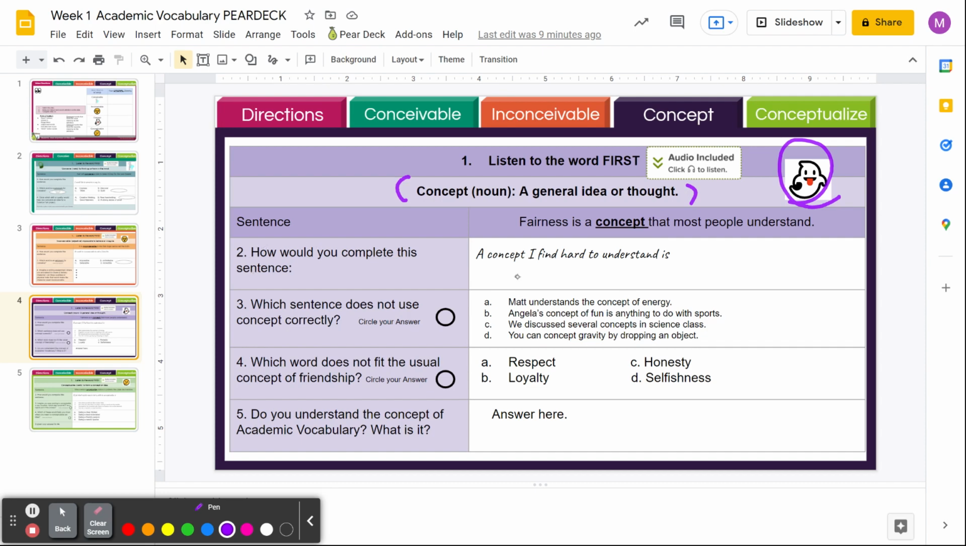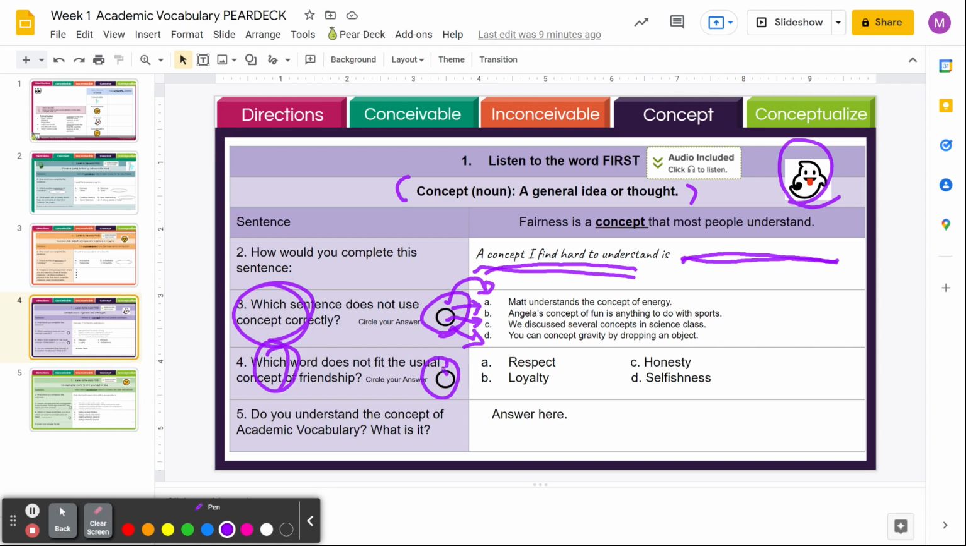So how would you complete this sentence? Go ahead and add to this sentence, a concept I find hard to understand is, and then you just type into that part of the interactive slide. Which sentence does not use the concept correctly? Take this circle and move it so that it answers which option you believe best answers this question. Complete the same idea right here using this circle. Drag that to which answer you feel best answers that question.